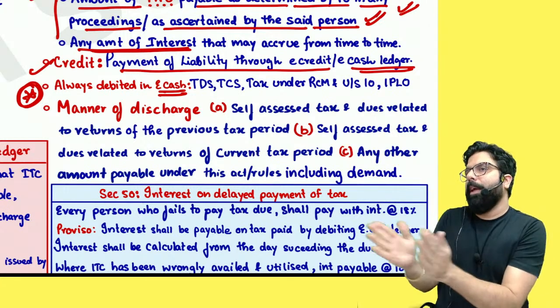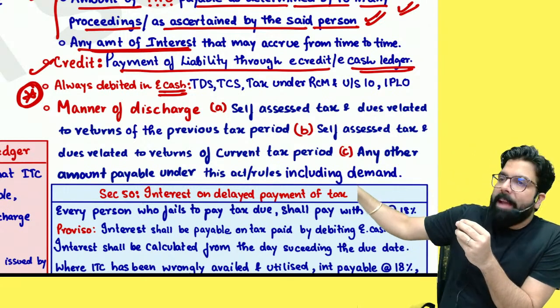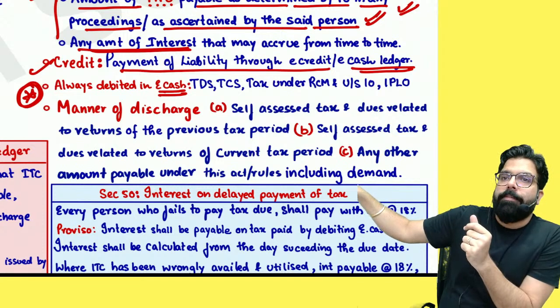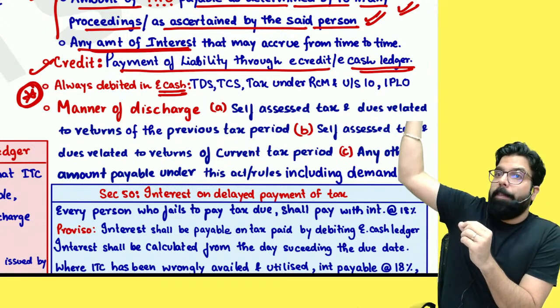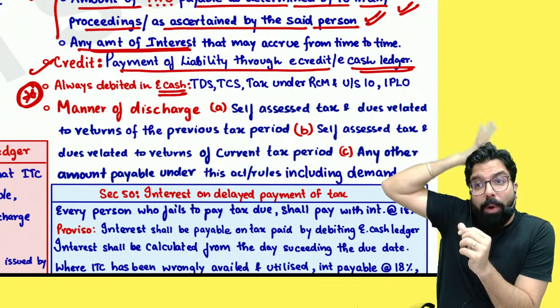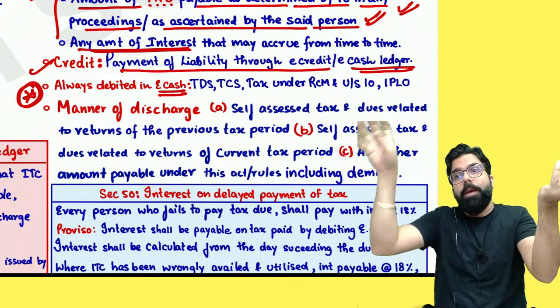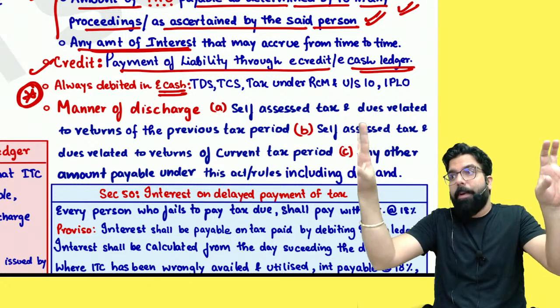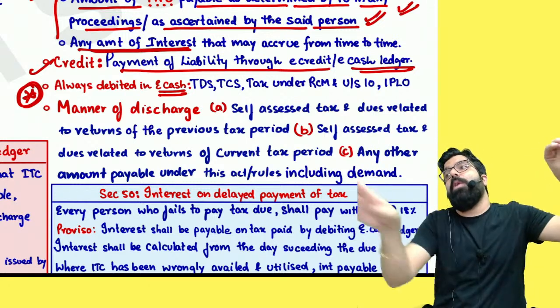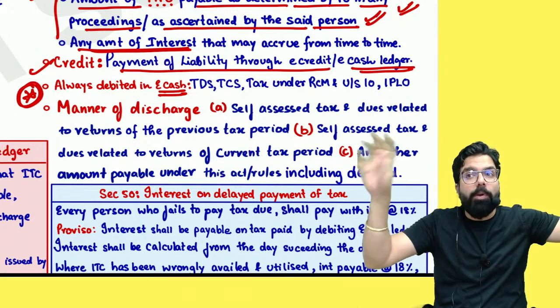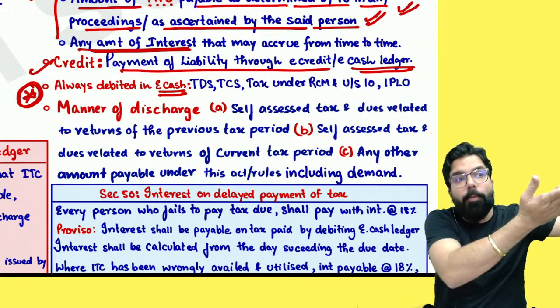See, tell me one thing. When I buy something, what will I pay to one person? Tax. That person will pay tax to the government. I will get credit of what? Tax. So tax can be used to pay tax only. Remember, in the e-credit ledger, whatever amount I have, I can use to pay what, everyone? Output tax. Input tax can be used only to pay output tax.